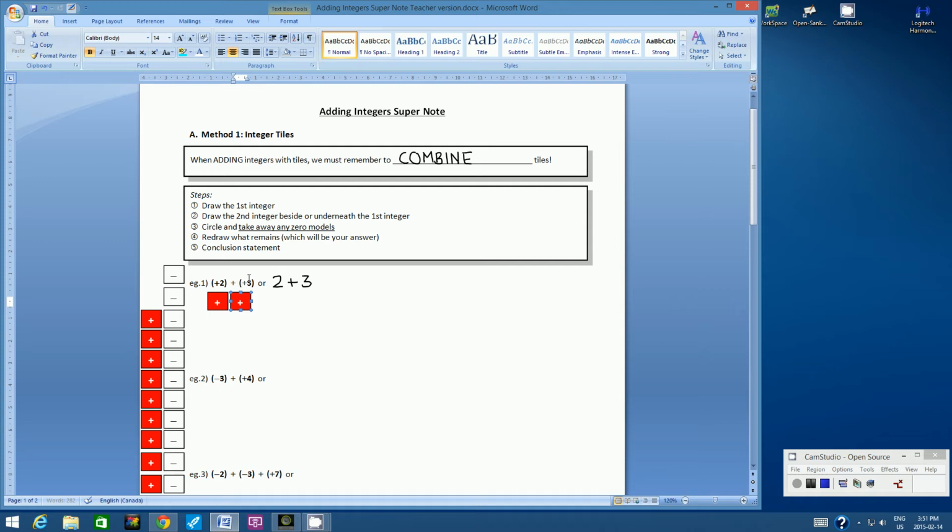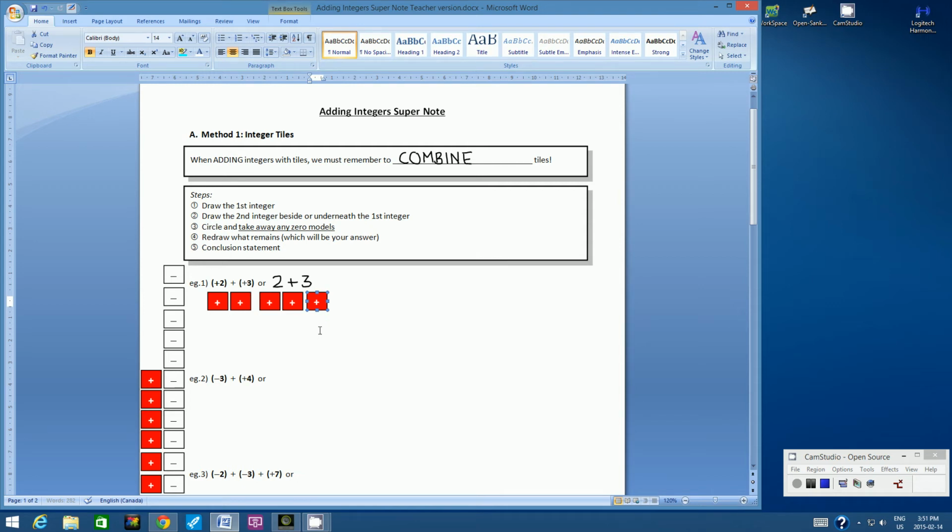So let's have a look at the second integer. The second integer is positive 3. So let's combine positive 3 integers with positive 2 integers. As we bring over positive 3 integers here, I want you to build that model in front of you. Okay. So we've combined the two integers together. Now what are we left with? We're left with positive 5. Very simple. Okay, so it's very simple to use the tiles.